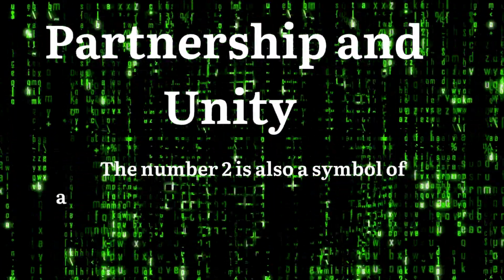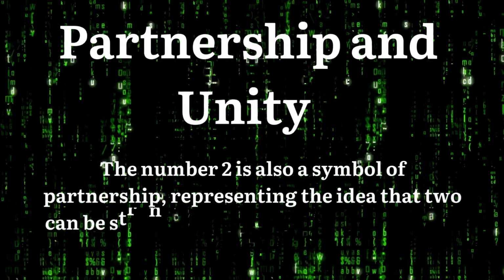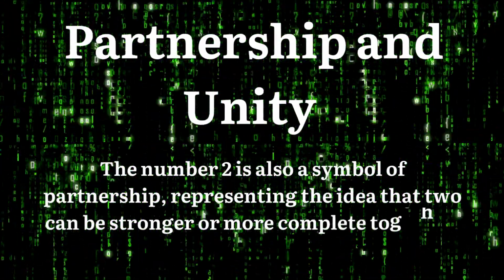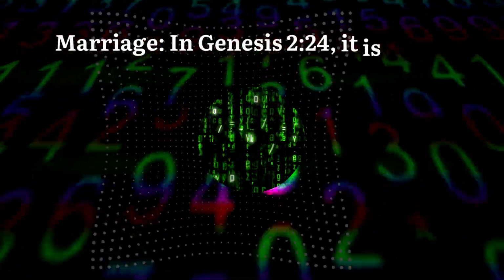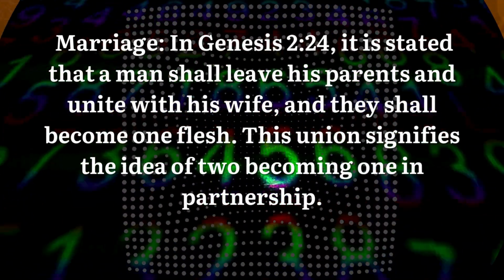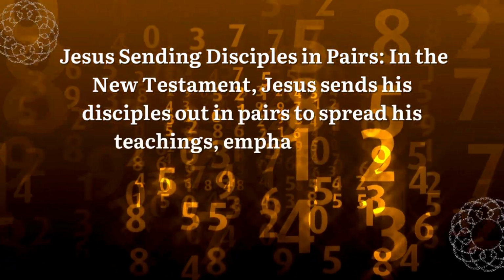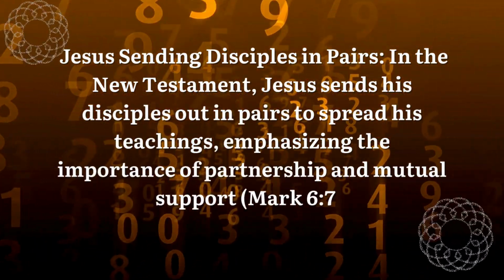2. Partnership and witness. The number 2 can also signify partnership and confirmation. In biblical law, the testimony of two witnesses is required to establish the truth of a matter. This principle underscores the importance of agreement and corroboration. Deuteronomy 19:15. 3. Covenant and union.